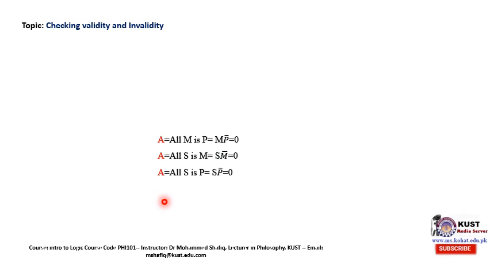Now, how to check its validity? So we get this type of result: all M is P, MP bar is equal to 0, all S is M, SM bar is equal to 0, all S is P, SP bar is equal to 0. So actually that syllogism, which was in ordinary English language, is now converted into a symbolic form. Now let's move to the next slide.